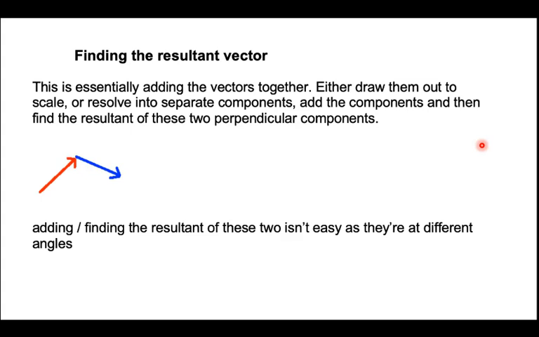We can't add the 2 vectors in this case directly. So let's say if this was like 5 and that was 6, we can't add them and get 11 because they're not in the same direction. Okay, so that's why we have to use an alternative technique.